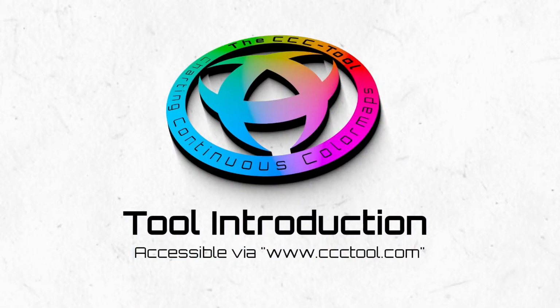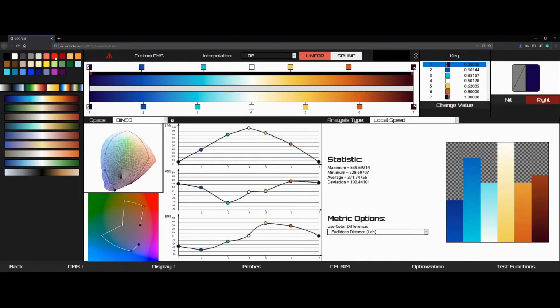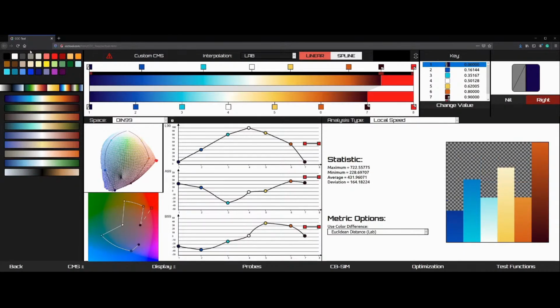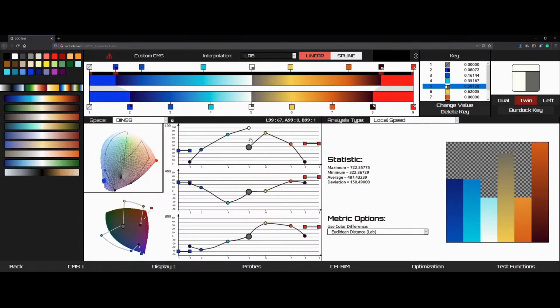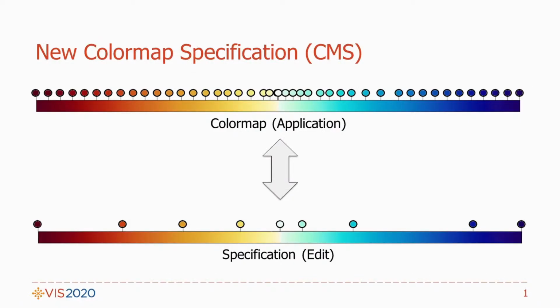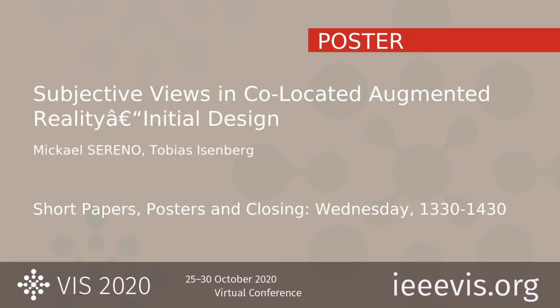The making of continuous color maps. We present the CCC tool, a new web tool for the creation, editing and analyzing of application-specific color maps. For the precise definition of color maps, we developed a new color map specification. This new structure increases the editability by reducing the number of colors to a minimum.